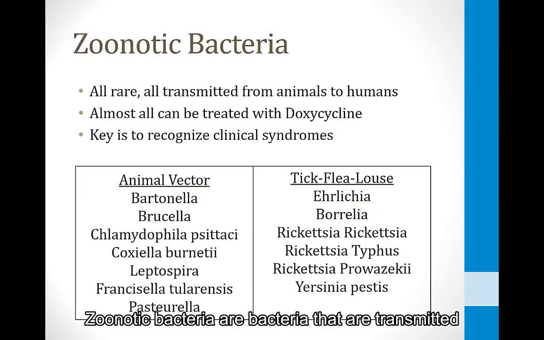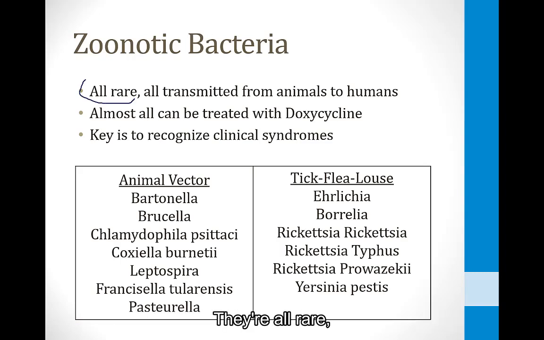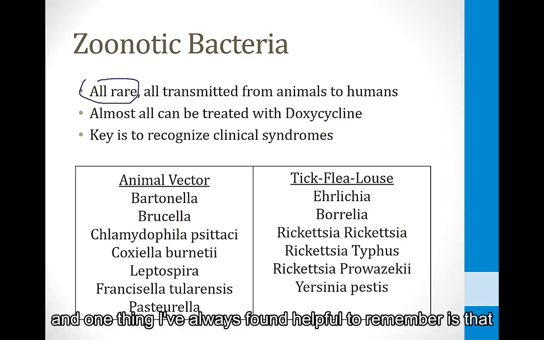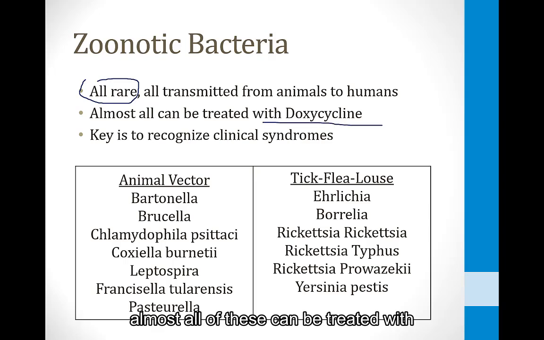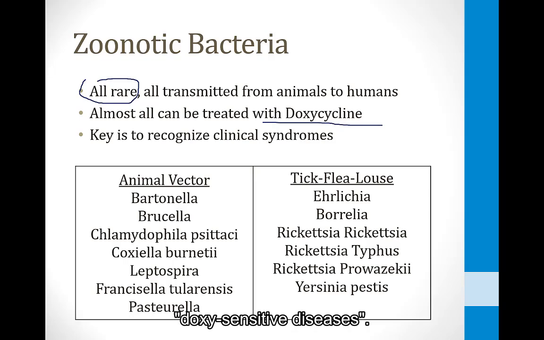Zoonotic bacteria are bacteria that are transmitted from animals to humans to cause disease. They're all rare, and one thing that I've always found helpful to remember is that almost all of these can be treated with the antibiotic doxycycline. I had an old chief resident who used to call these doxy-sensitive diseases.